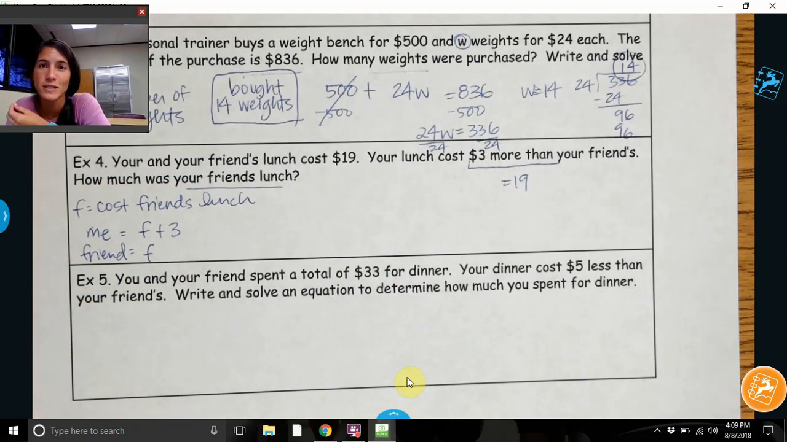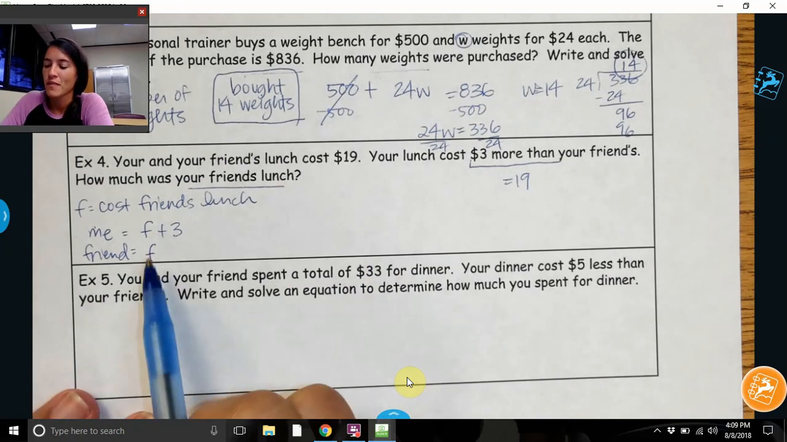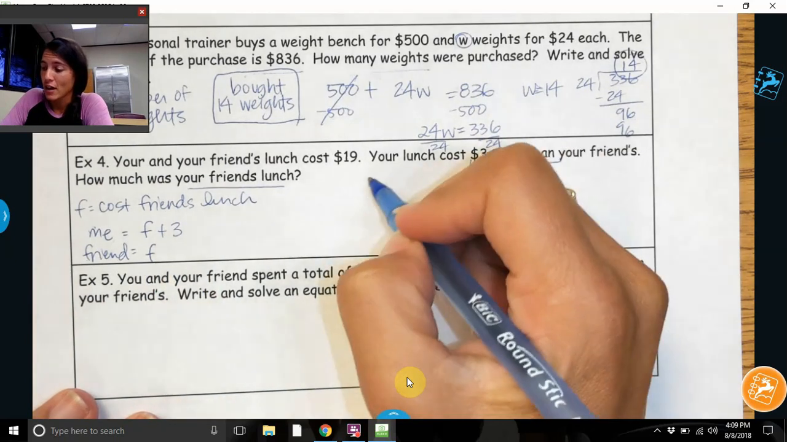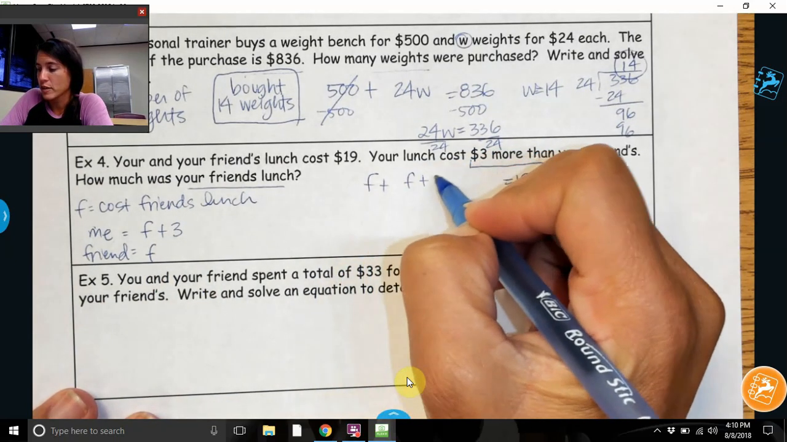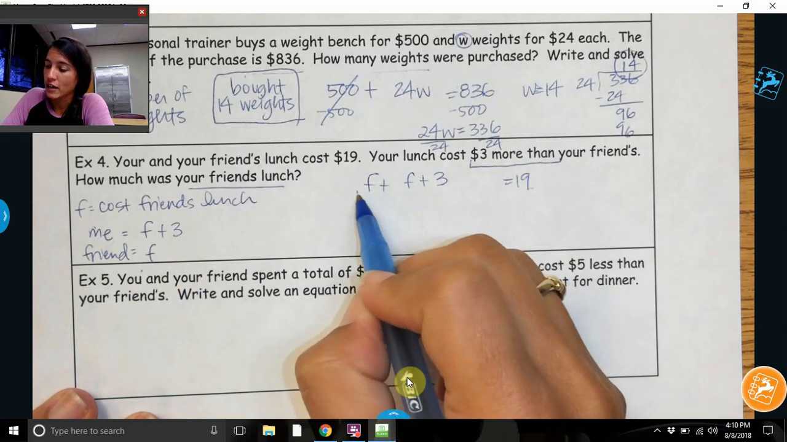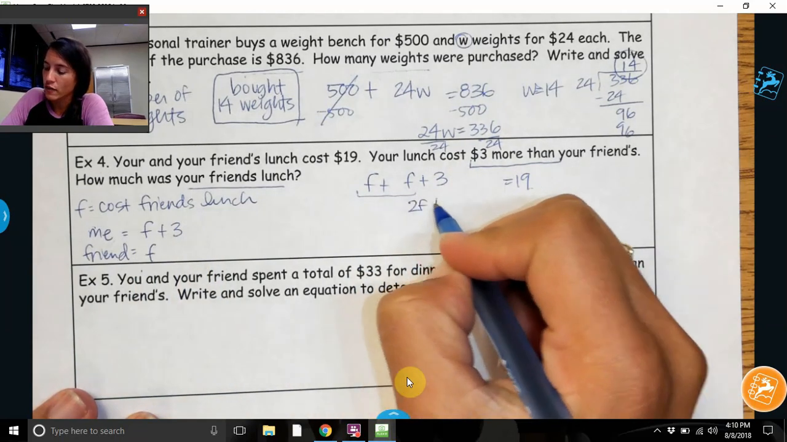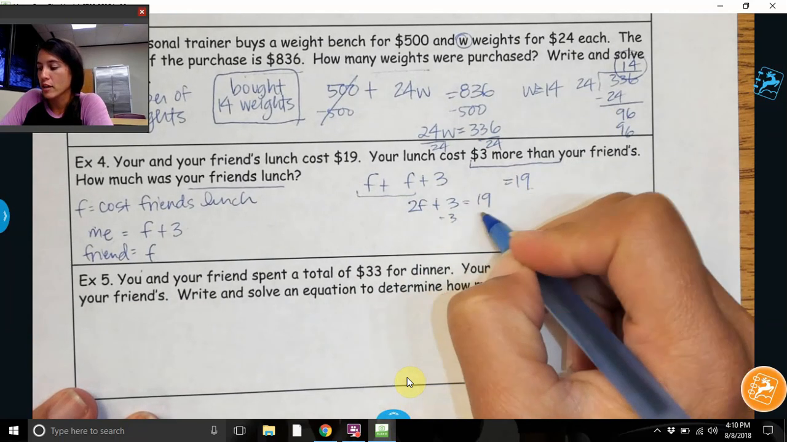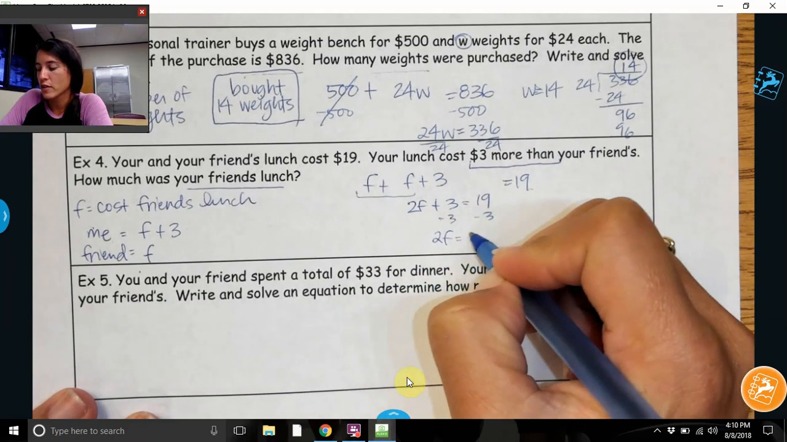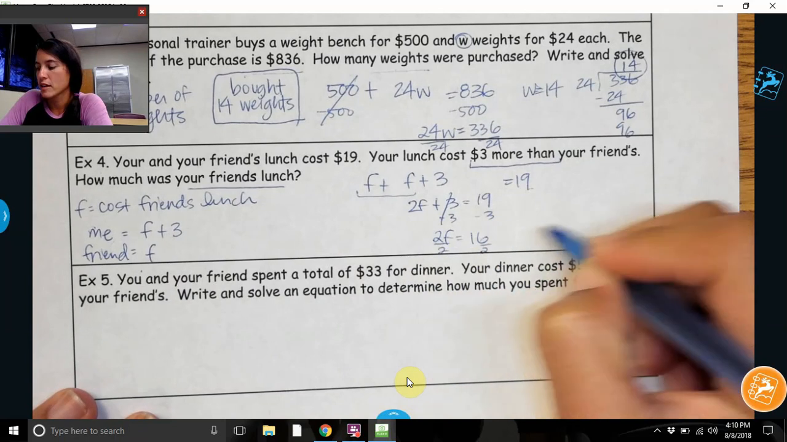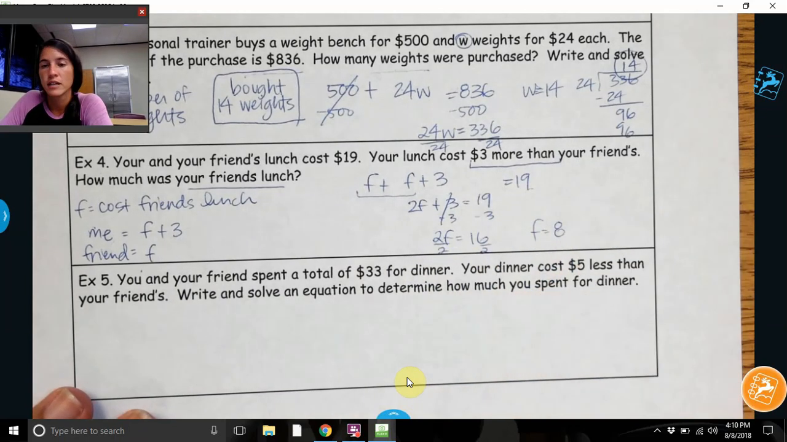And we want to use the same variable. It doesn't make sense to use two different variables right now. So we want to keep using F. And the total was $19. So I need to add these together: F plus F plus 3. I can combine like terms and get 2F plus 3 equals 19. Subtract 3 on both sides and you get 2F equals 16. Divide by 2 on both sides and F equals 8.